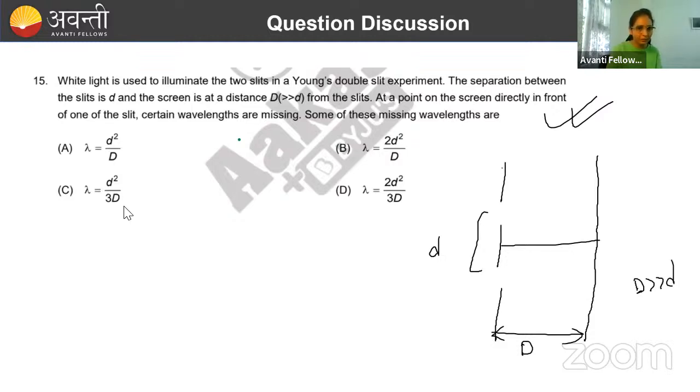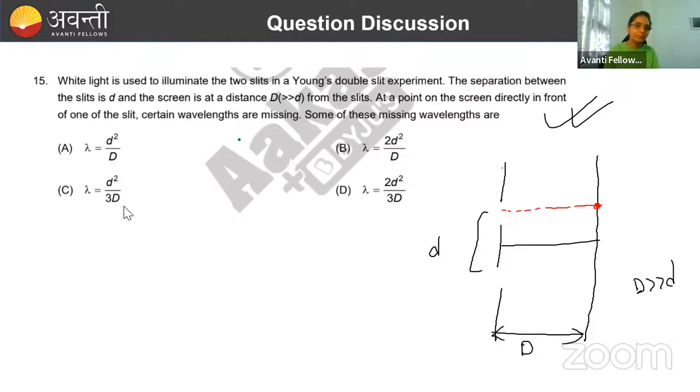At a point on the screen, now read the question carefully, at a point on the screen directly in front of one of the slits. Take one slit; directly in front means directly in front of it. At that point, certain wavelengths are missing. So what can these missing wavelengths be? This was the question, right?